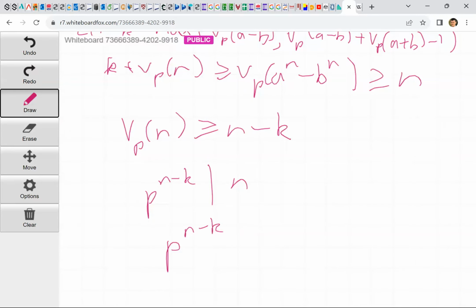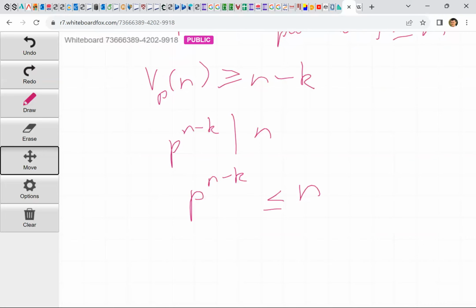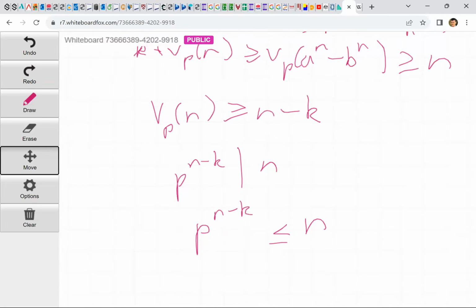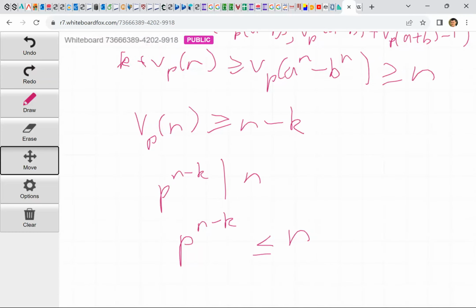How could p to the n minus k be less than or equal to n for arbitrarily large n? It just doesn't make sense. It's essentially like saying log is bigger than n, which is not true for sufficiently large n. So that's the sus part that I didn't talk about properly. I was just like, yeah, it grows large enough, but I didn't really prove that this would eventually not work. But that's the basic idea.